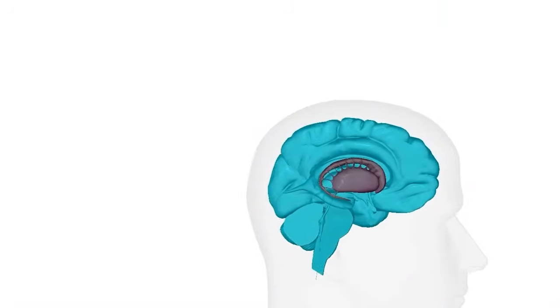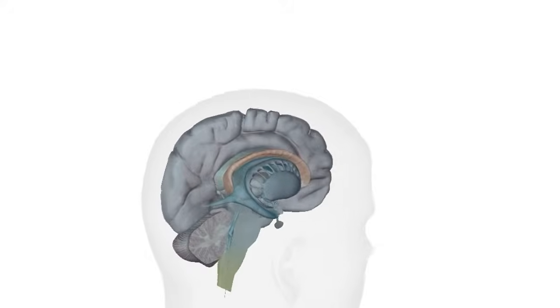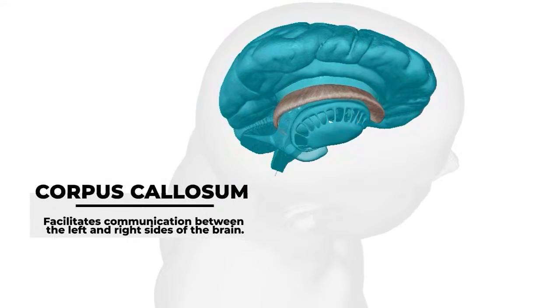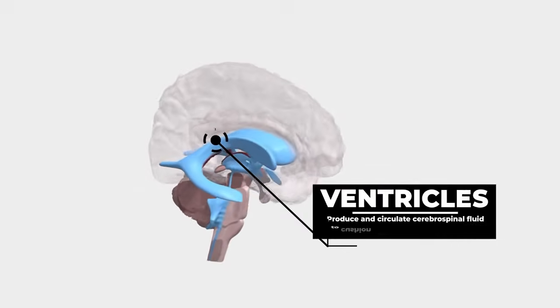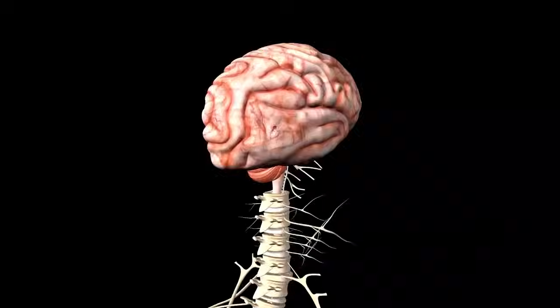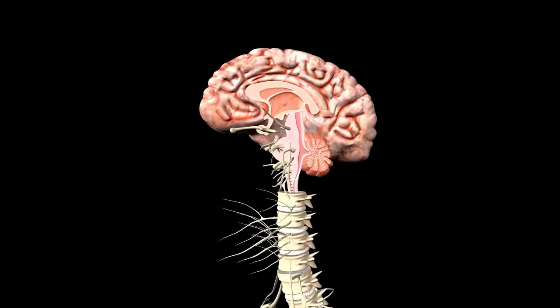Basal ganglia: a group of nuclei that play key roles in movement regulation, habit formation, and certain aspects of cognition and emotion. Corpus callosum: facilitates communication between the left and right sides of the brain. Ventricles: produce and circulate cerebrospinal fluid to cushion the brain and remove waste. Now we will discuss all these parts in a bit more detail to understand what they are and how they work.